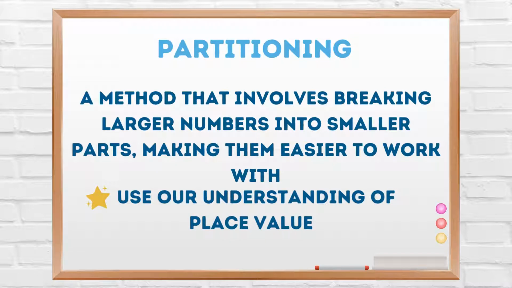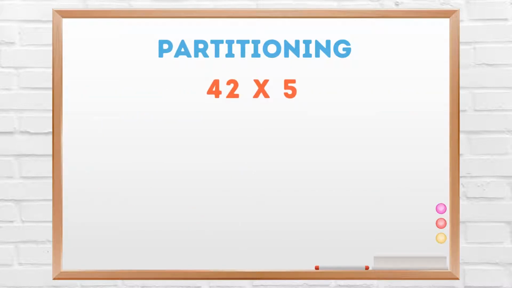First, we will multiply a 2-digit number by a 1-digit number. Let's work out what 42 times 5 equals using the partitioning method. We know that 42 is made up of 40 and 2, so we will write them on one side of the calculation. Now we need to multiply both of these numbers by 5.